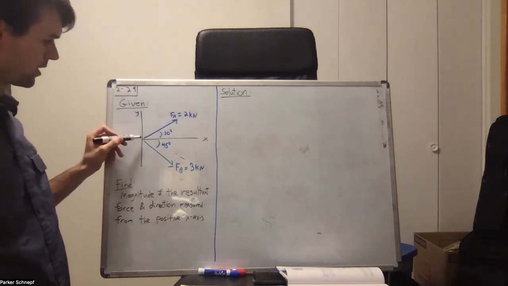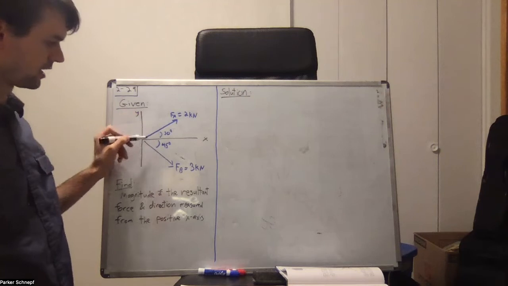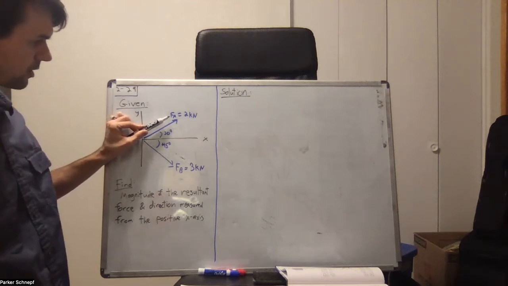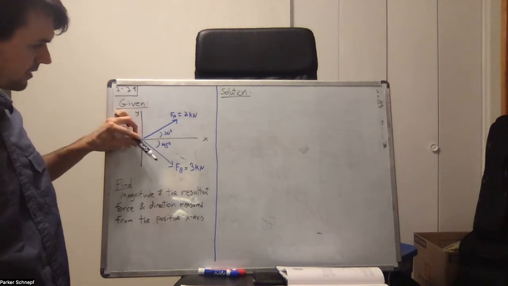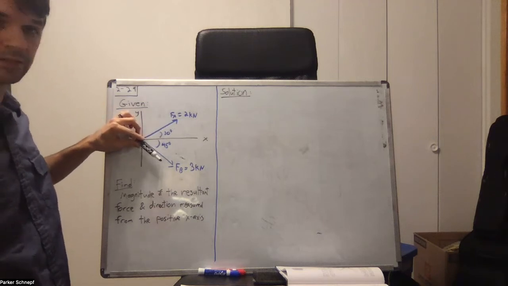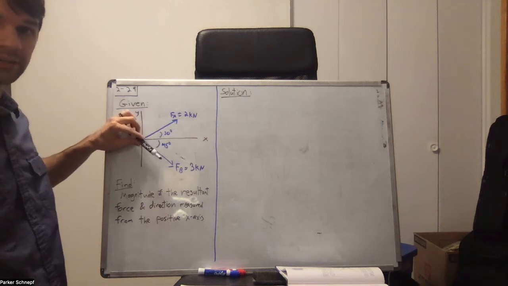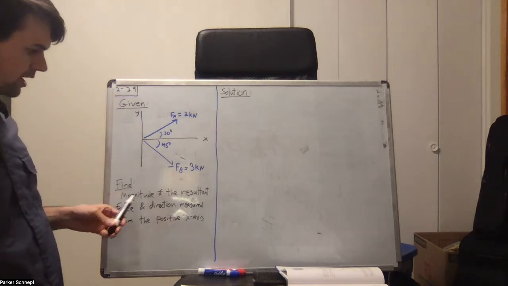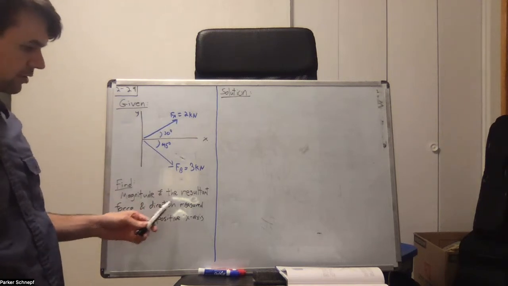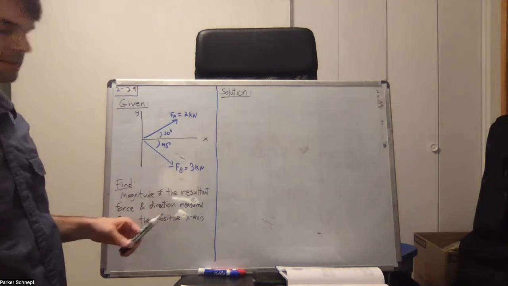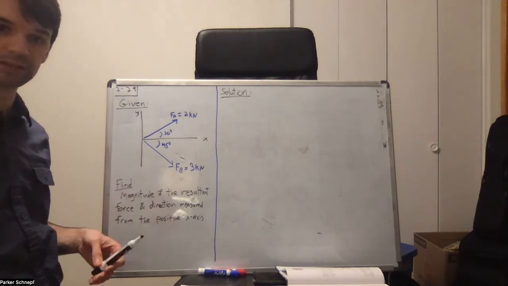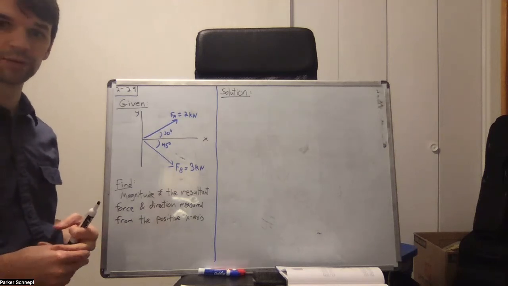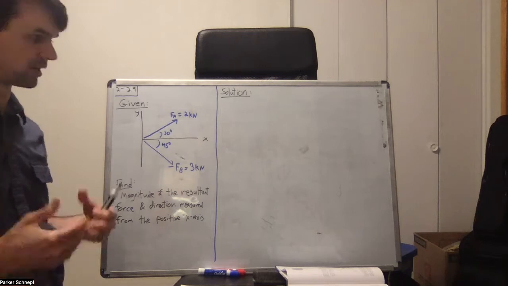So in this problem, we have two vectors. There's a force A and a force B. Force A has a magnitude 2 kilonewtons and is 30 degrees from the positive x-axis. And force B has a magnitude of 3 kilonewtons and is 45 degrees in the negative direction from the positive x-axis. And what we're trying to find is the magnitude of the resultant force and direction measured from the positive x-axis. So basically, we're just going to add these two vectors together, find out how big is the resulting force that we get, and what direction it's going in.